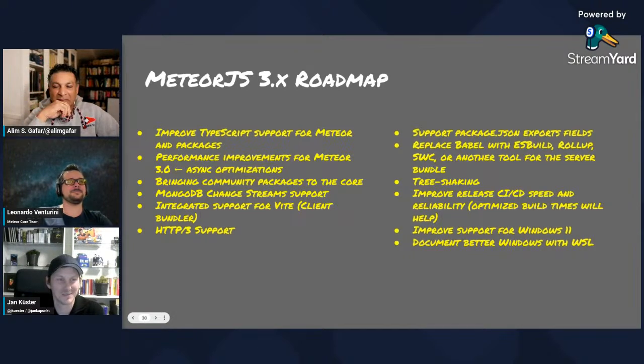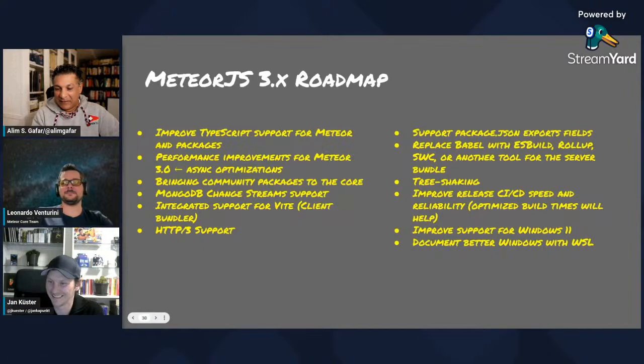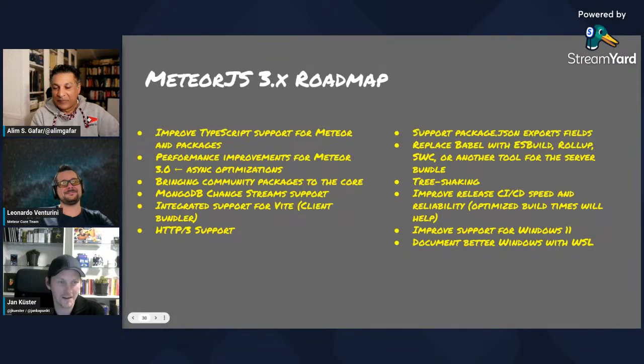Okay. What about you guys? What are your favorite 3 items on the list? Gabriel has here TypeScript. Preston says he has a cat but no pants. I don't know what that's about. Yeah, I think he wants to sell a car. Gabs commented on that. We removed that because that's not what this is about.